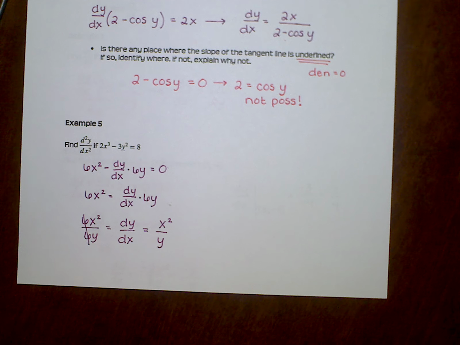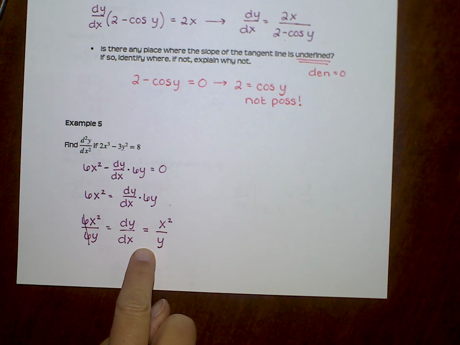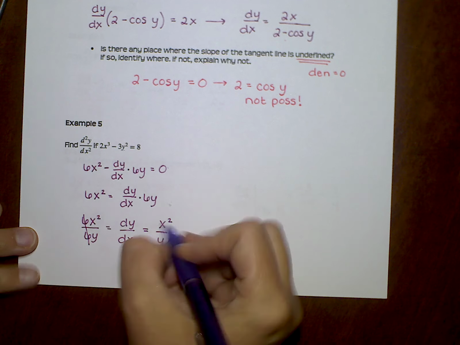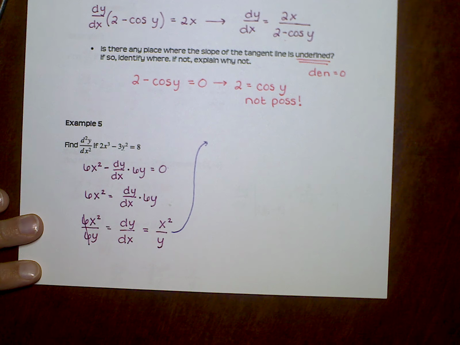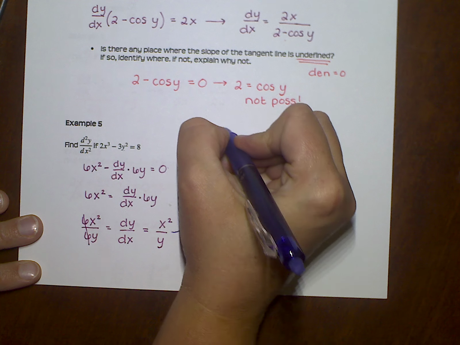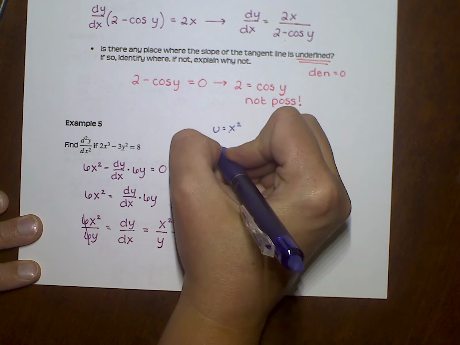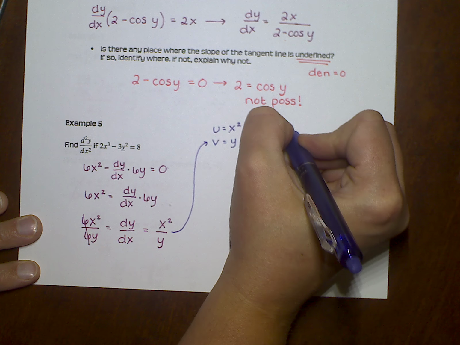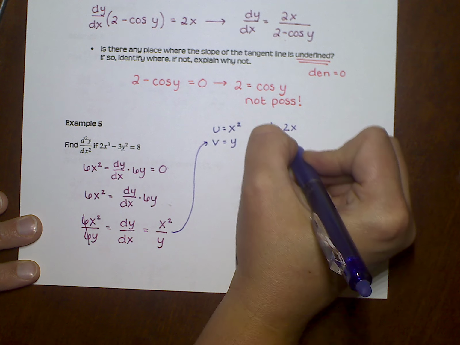Now I have to find the second derivative. Well, the second derivative is the derivative of this. It's the derivative of the derivative, right? So now I'm taking a derivative of this x squared over y. And that is going to require some quotient rule, okay? So my u is x squared. My v is y. So my u prime is 2x. And my v prime is dy dx.